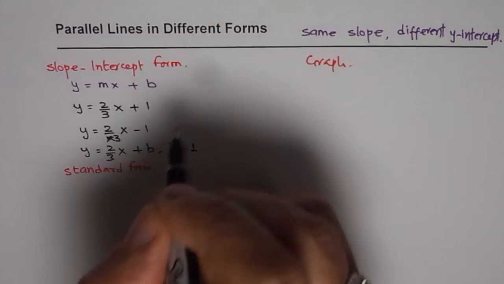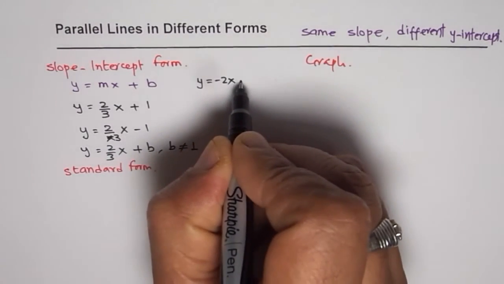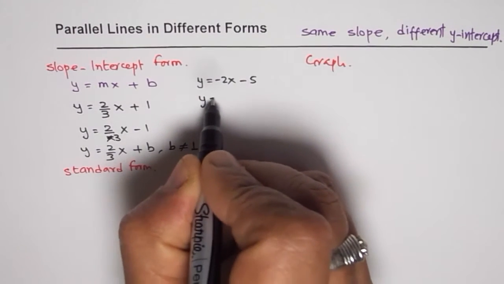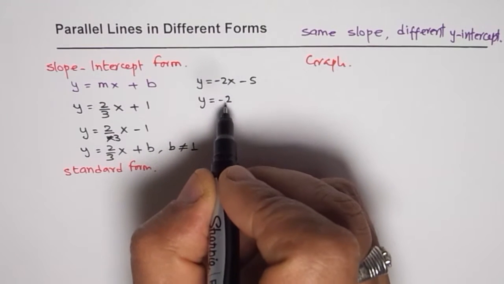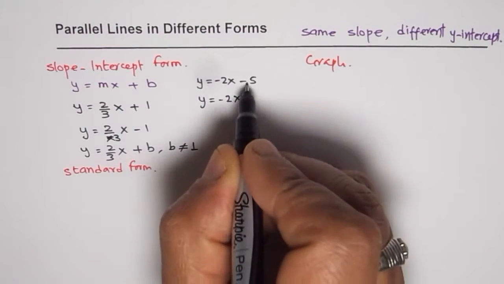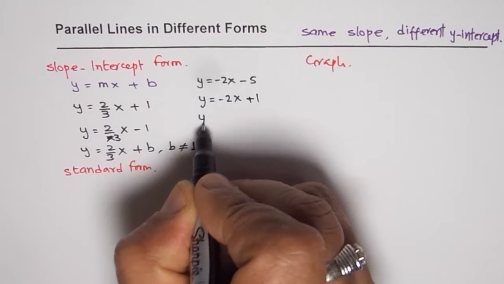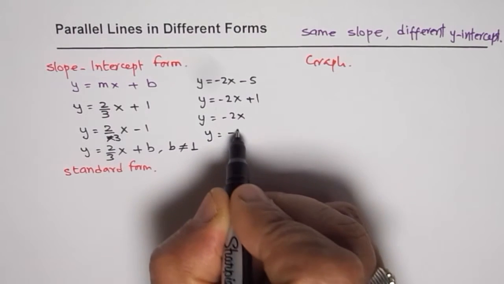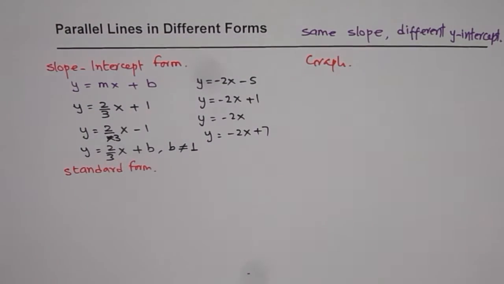Well, to give you more examples, we could have y equals minus 2x minus 5. Then lines parallel to this would be y equals minus 2, the same slope. So we have to keep minus 2 x, this number could be anything. It could be even 0, it could be 1. So y equals minus 2x or y equals minus 2x plus 7. All these lines will be parallel.